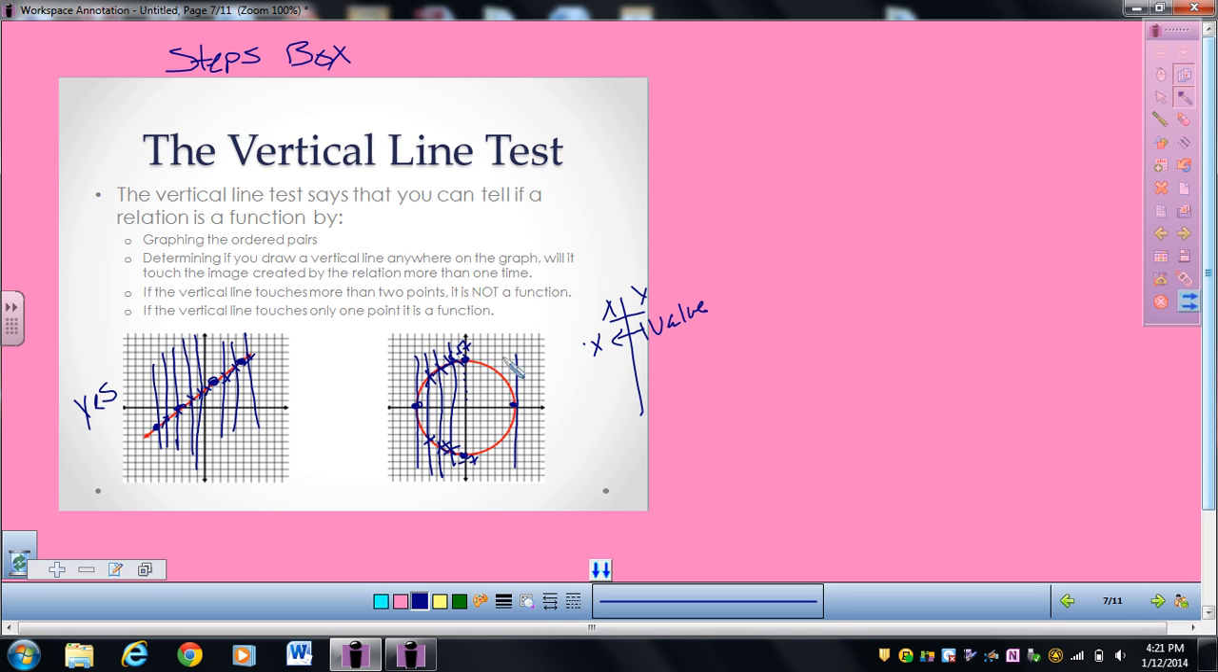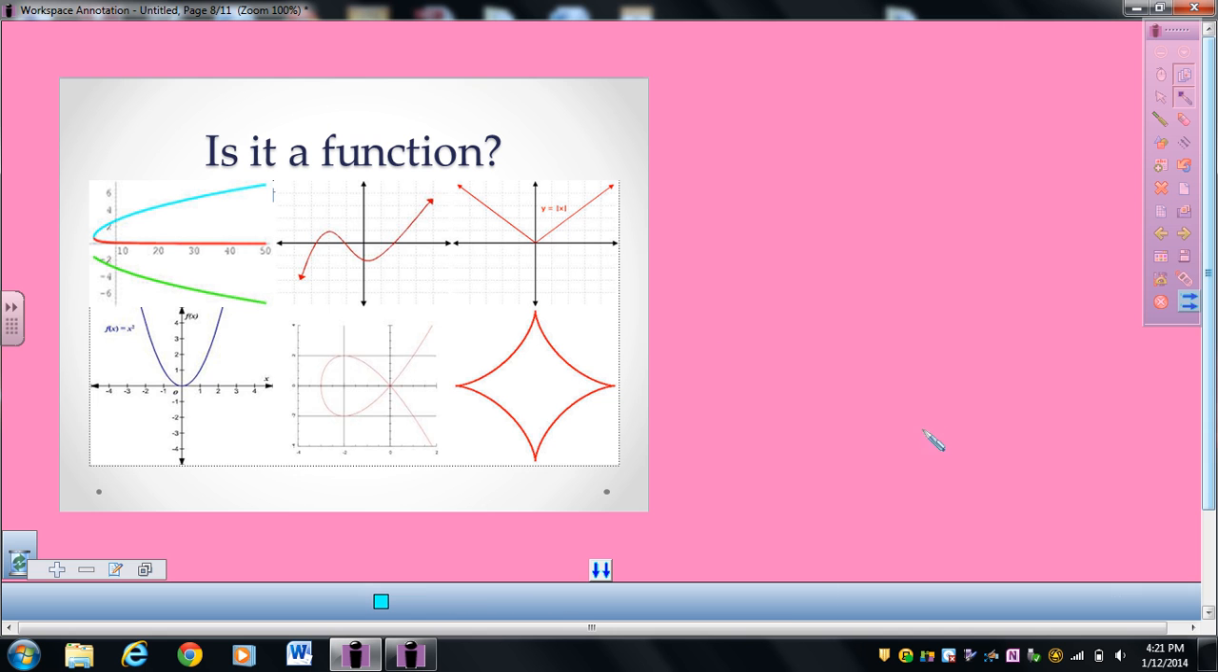We do the vertical line because vertical lines are all the y values, right? The horizontal lines are all the x values. So, and remember we said we can only have one y value for every x value. And here we've got two y values, so that makes it not a function. So if it hits your relation more than one time, then it doesn't work. So let's do some practice ones like that.